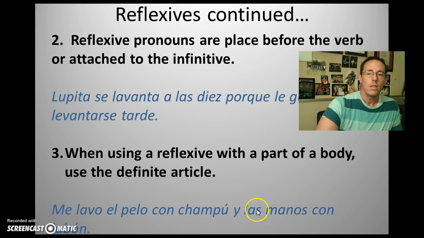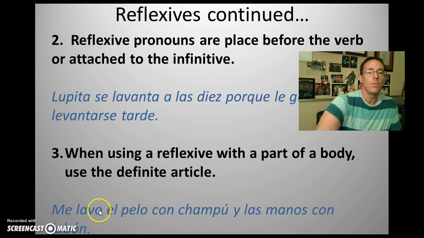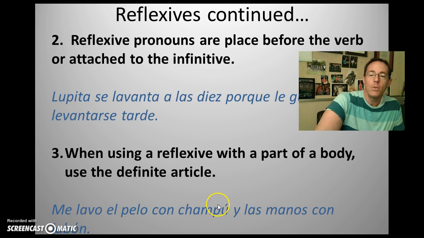Con champú y las manos con jabón. Okay, so me lavo el pelo con champú y las manos con jabón, which generally translates to I wash my hair with shampoo and my hands with soap, or with hand soap. Gracias. Y bien, la próxima.